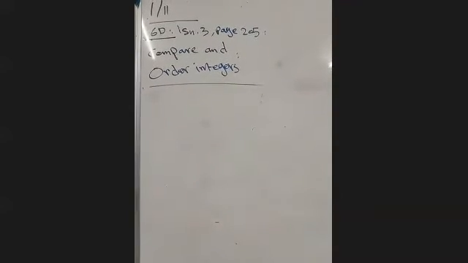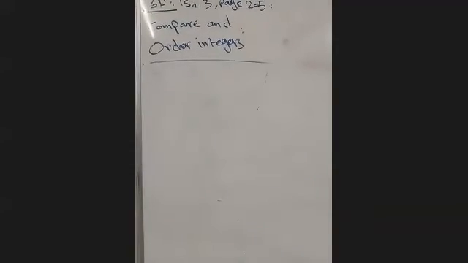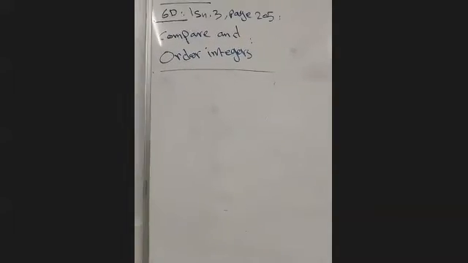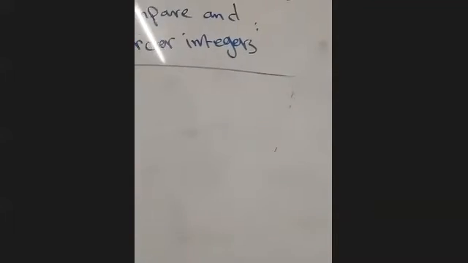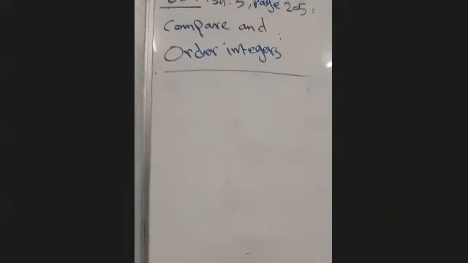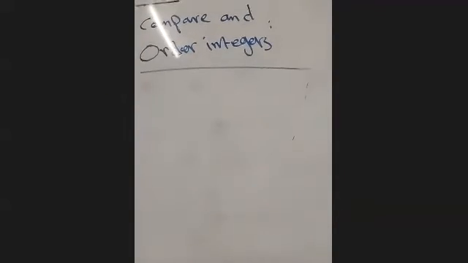Okay. Now today we will order and compare integers. We are on page 205, lesson 3. Now to compare between integers means to know which one is bigger and which one is smaller, and to order means to put them from least to greatest or from greatest to least. We know these two words, compare and order, as we did in positive numbers always.